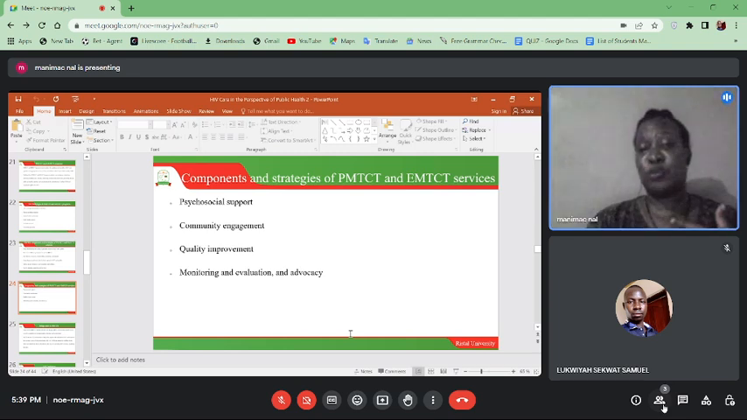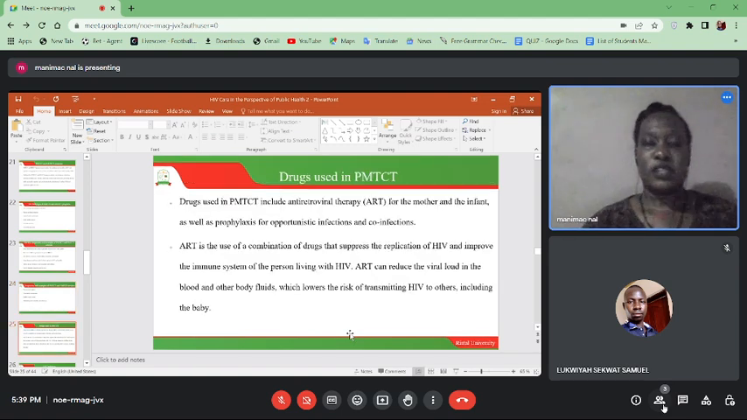Then we also need to monitor and evaluate, as well as advocate for their rights. Since they are mothers, somehow, somewhere, they also might lose it. So we need to advocate for them to have this kind of programs. Furthermore, we shall also look at another subtopic, which is drugs. What could be the drugs used in this prevention of mother to child transmission of HIV?